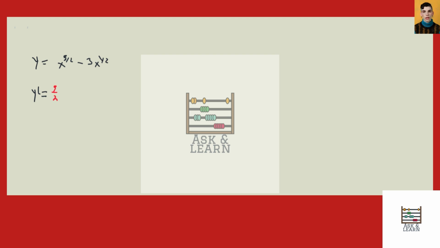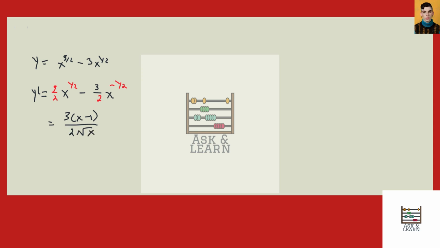3/2 x to the 1/2 minus 3 over 2 times x to the negative 1/2. And if you want, we can go ahead and combine those to get 3 times x minus 1 over 2 square roots of x.